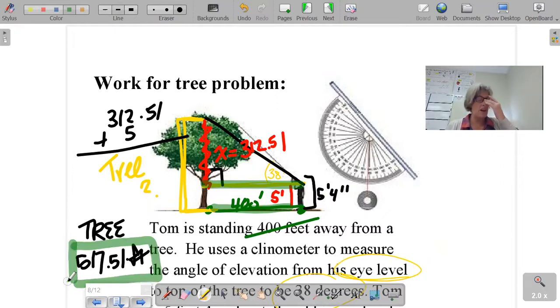Very few students get that right to start with. I want to see your corrections. If you did, put a giant star smiley. Woohoo! I'm amazing. If you got it wrong, totally fine. Write yourself a note.